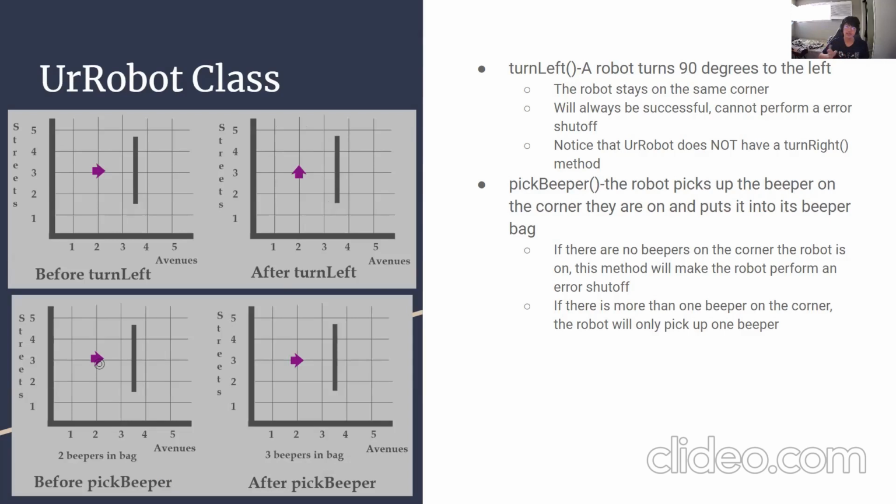You can turn left as many times as you want, and it'll never fail because all you're doing is just turning your robot. And then you should notice that your UrRobot class has a turn left method, but where's the turn right method? There is no turn right method. So if you want to turn right, you have to turn left 3 times.